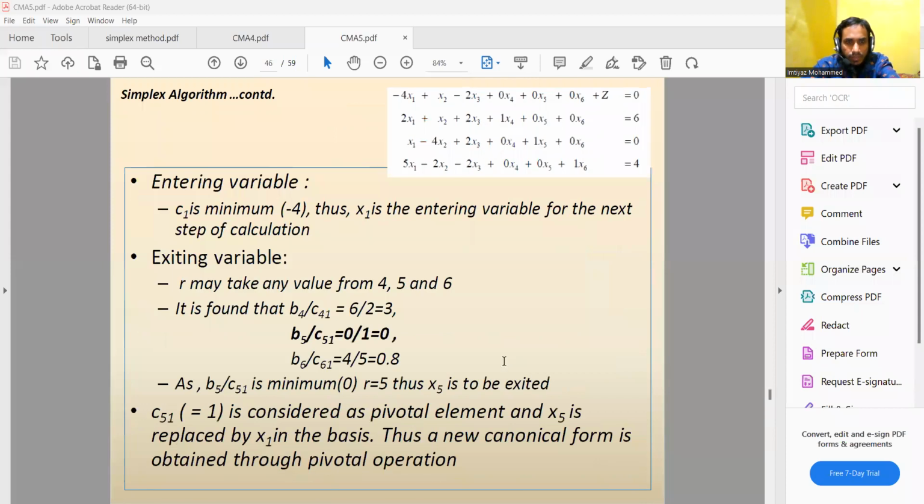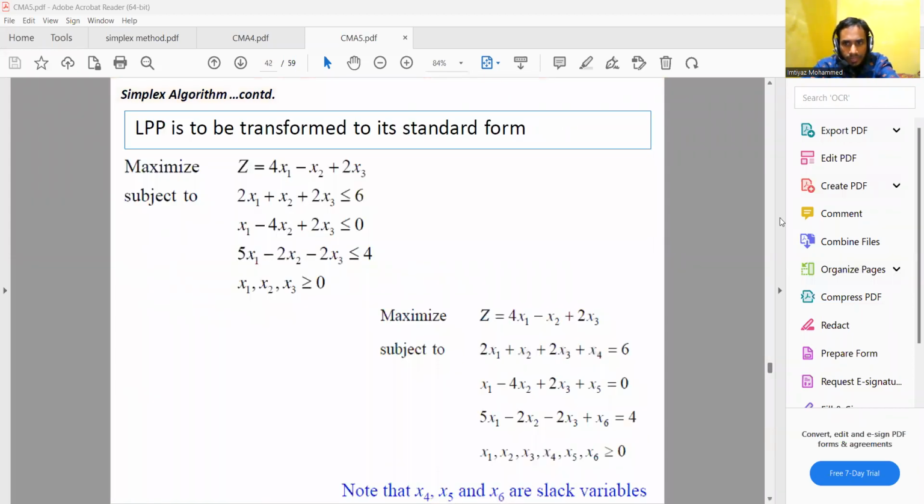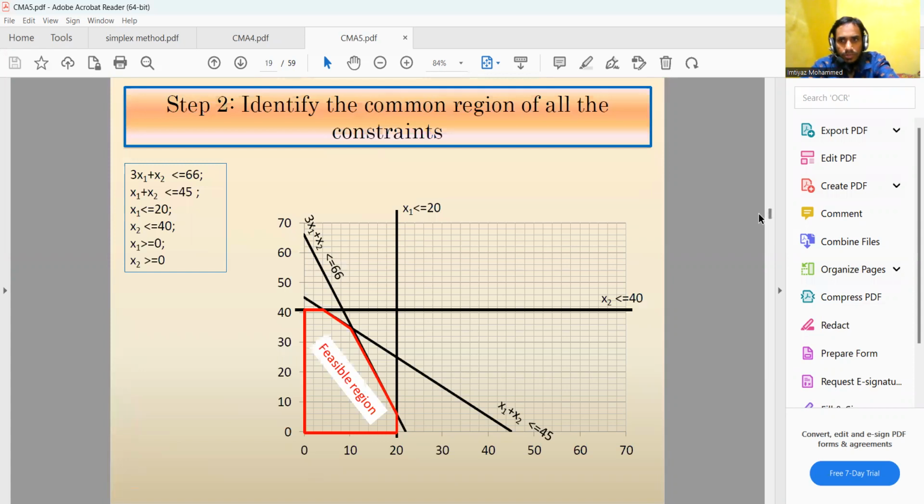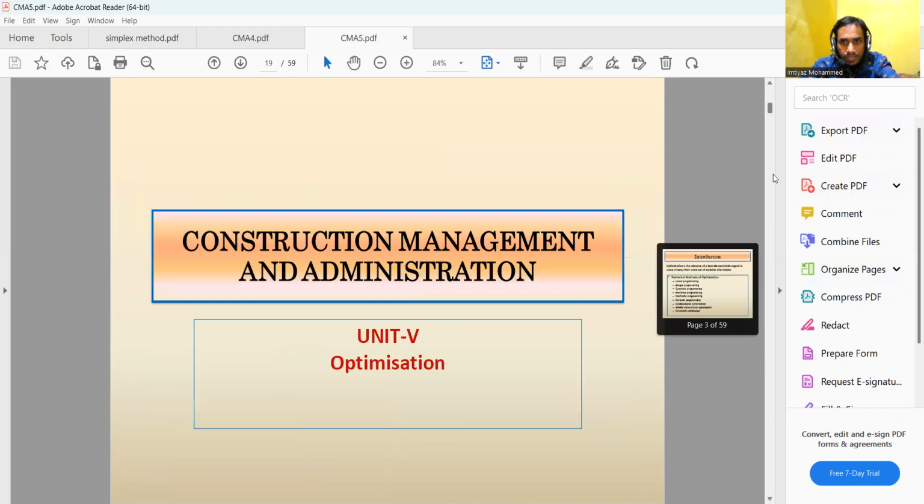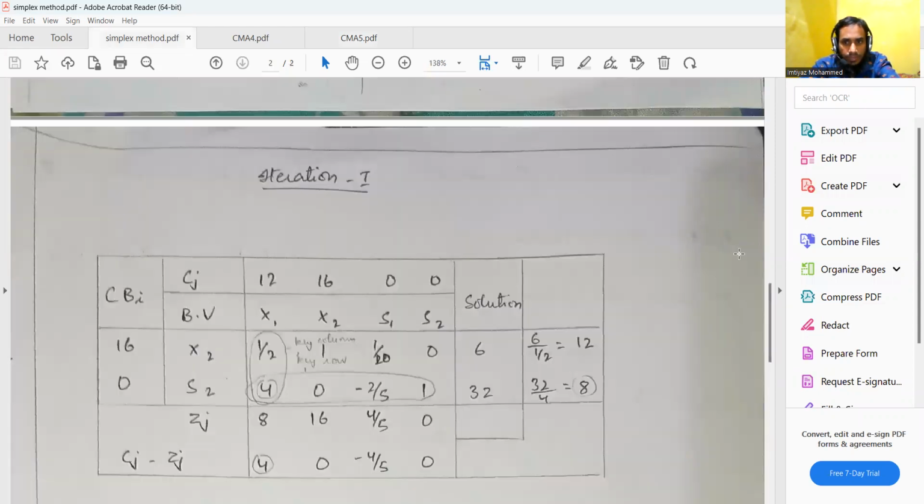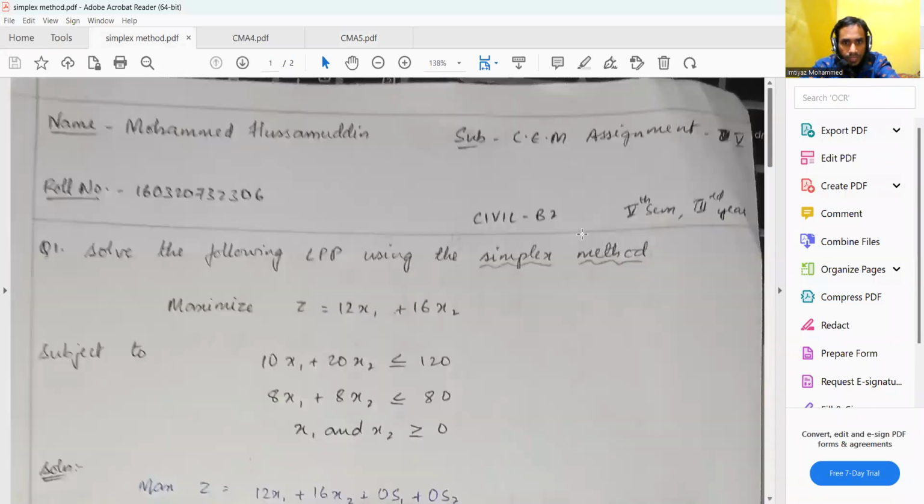So let me share the screen with you all, and you could see some of the topics here. This is about construction management actually. These notes were made when the subject name was construction management and administration, but this is similar to construction engineering and management. Let me also have a look at the problem which is very important.